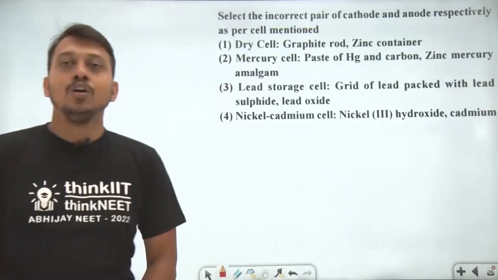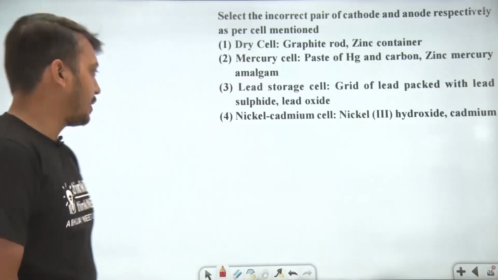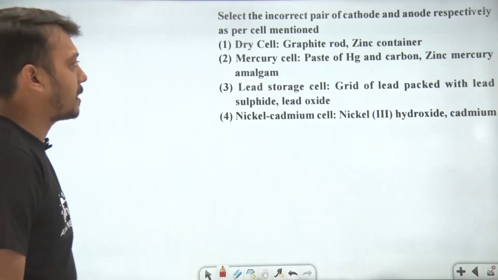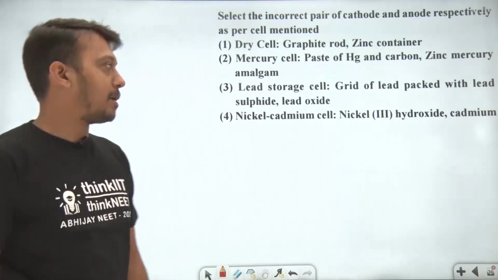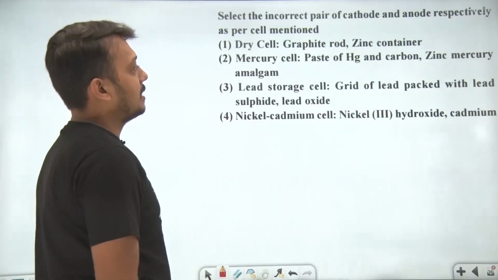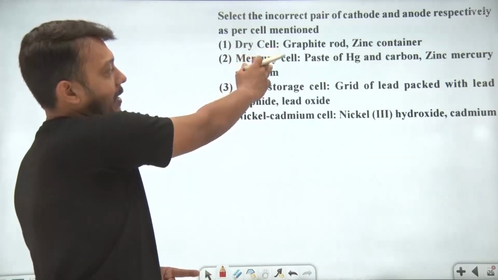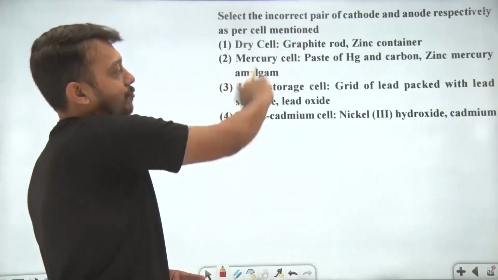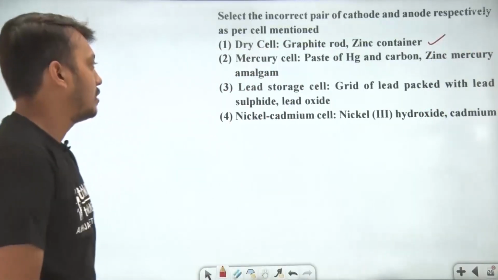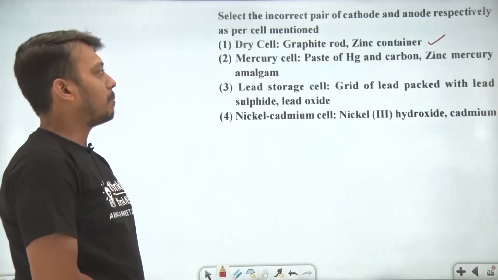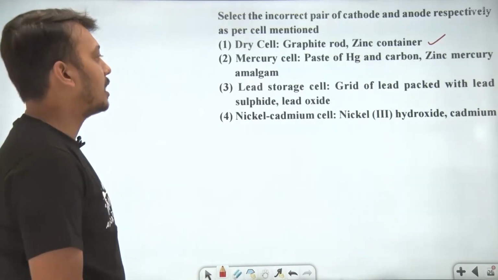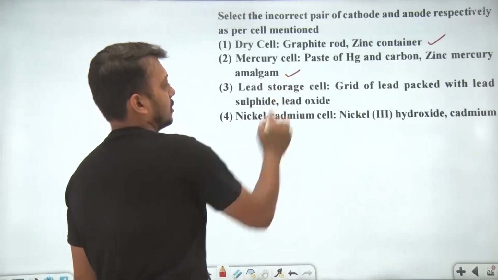Thank you. So students, the next question here is, select the incorrect pair of cathode and anode respectively as per the cell mentioned. So this is a memory based question. The dry cell. In dry cell, the cathode is formed by graphite rod while the anode is formed by zinc container. So this is correct. Clear? Now the second one is mercury cell. Paste of mercury and carbon, zinc mercury amalgam. So yes, this is also correct.